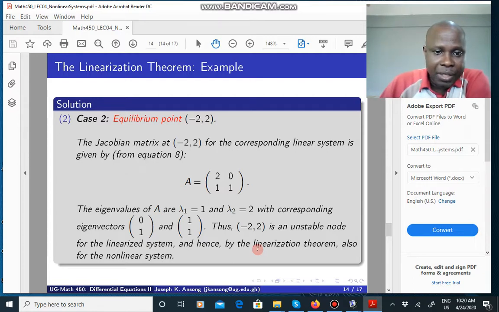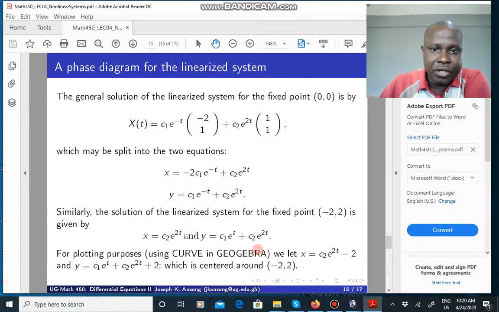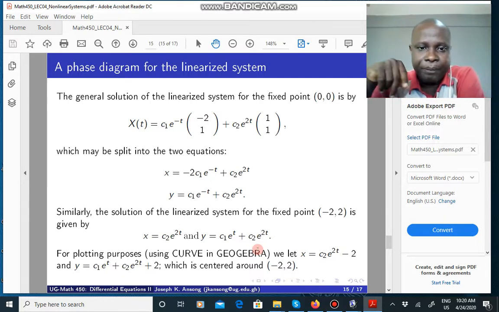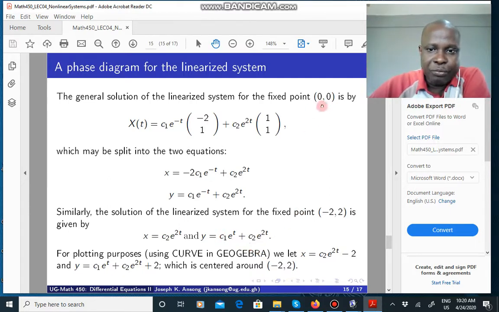So how do you plot a phase diagram? You can plot a phase diagram for each of the equilibrium points. So at the fixed point 0, 0, we know the eigenvalues and we know the eigenvectors, so we have a solution for it, right? Which is given by this. So you can split this into the x and the y components of the solution. You can do the same thing for the fixed point negative 2, 2, and you have the solutions x is this and y is equal to that. Okay, this is straightforward.